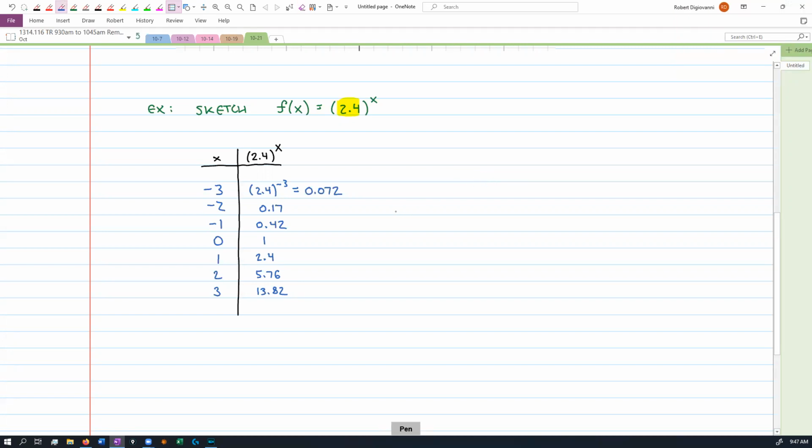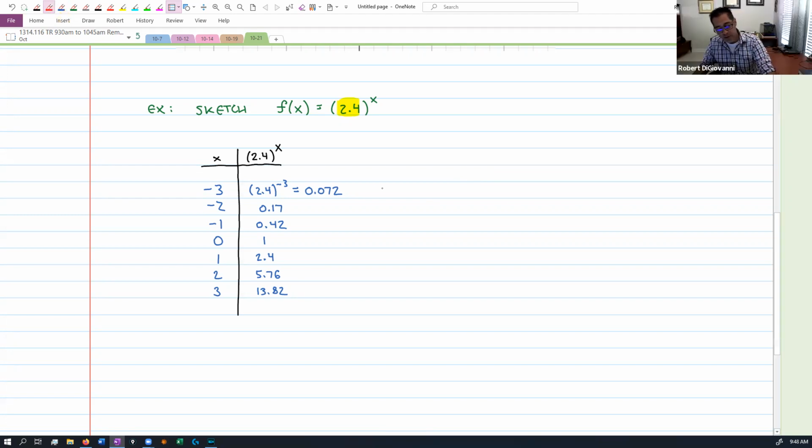Now remember that each of these represents a point, right? When I plug in -3 for x, it spits out 0.072. So I'm going to want to plot that point. When I plug in -2, it spits out 0.17. Here I plug in -1, I get 0.42. You get the idea, right? We're going to have 7 points that we have to put onto a graph.